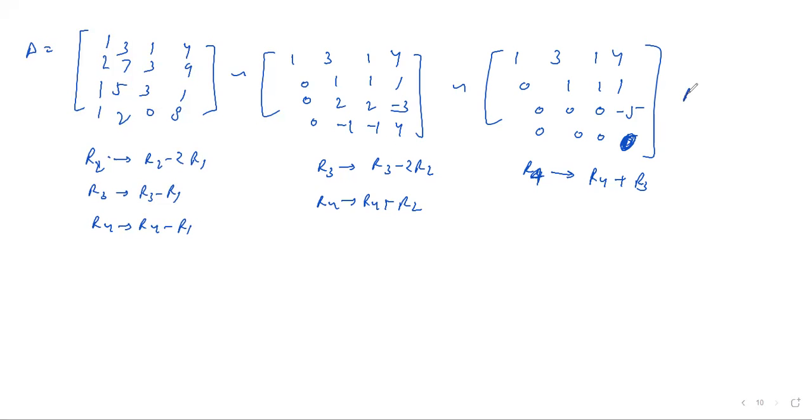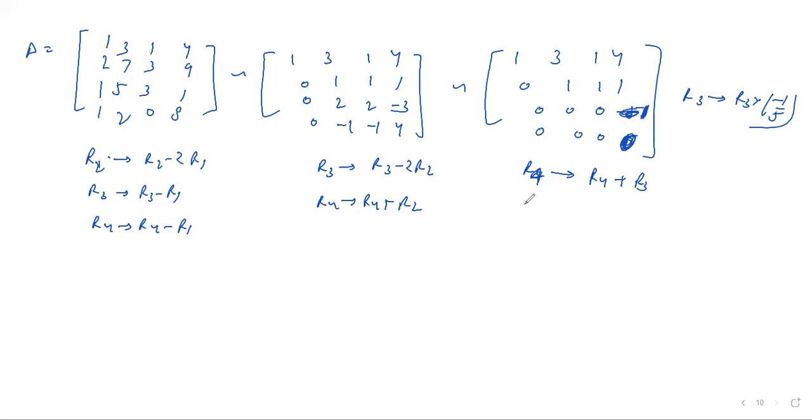And okay, let's apply here like R3. On R3, we will apply R3 into minus 1 by 5. Okay, and this element will be 1. Write this into the next matrix also. Okay, I'm just changing the elements here only.